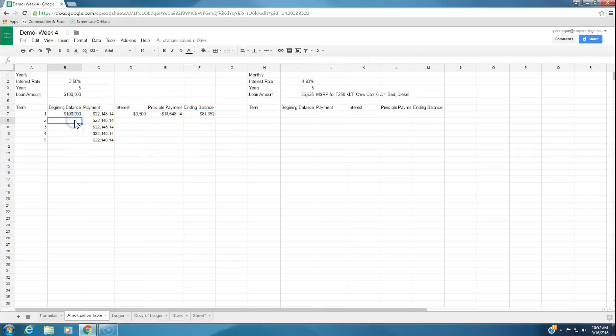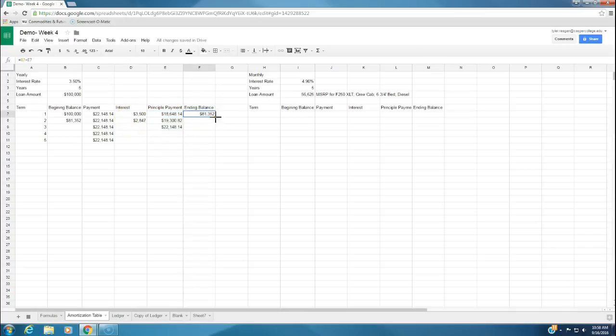So the next year, the beginning balance is equal to the ending balance of the previous year. So we come right here, we say B8 actually equals F7 because that's what it ended up being last year. The interest, we can drag that one down. Principal payment, we find that the principal payment is actually going to be more than the previous years, simply because we're paying less interest now.